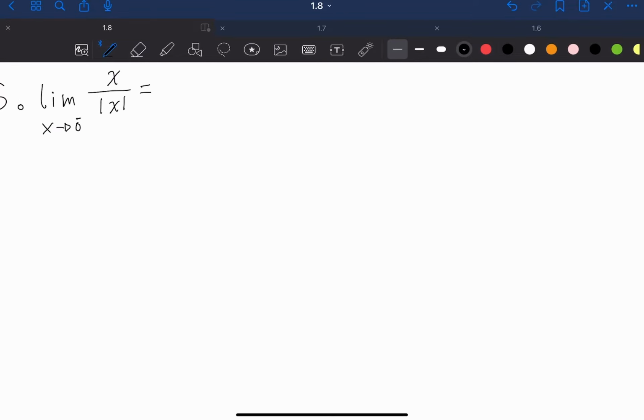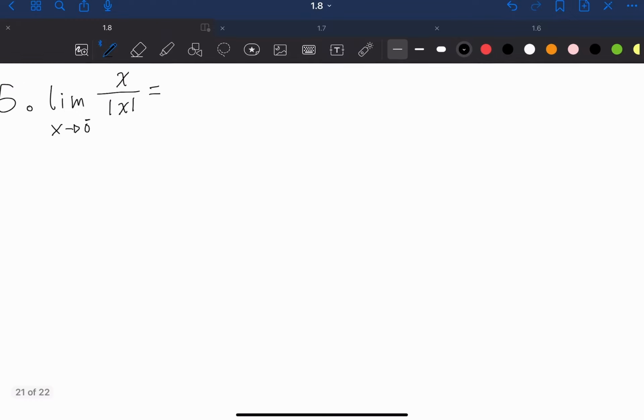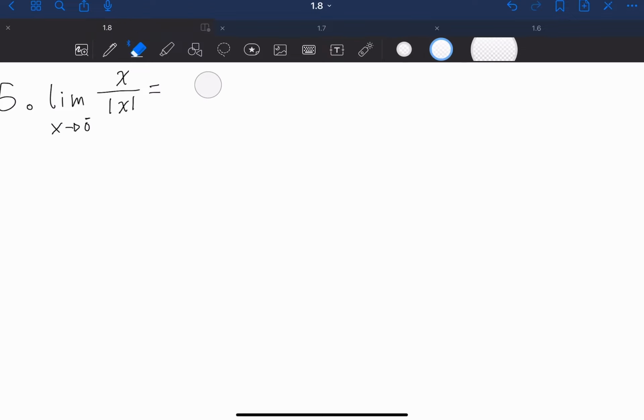All right, so this limit has absolute value, so this one is a little bit tricky. I am finding the limit as I approach 0 from the left. And of course, you know that if you try to do it the fast way, you will get something like 0 over 0, which is of course not possible.